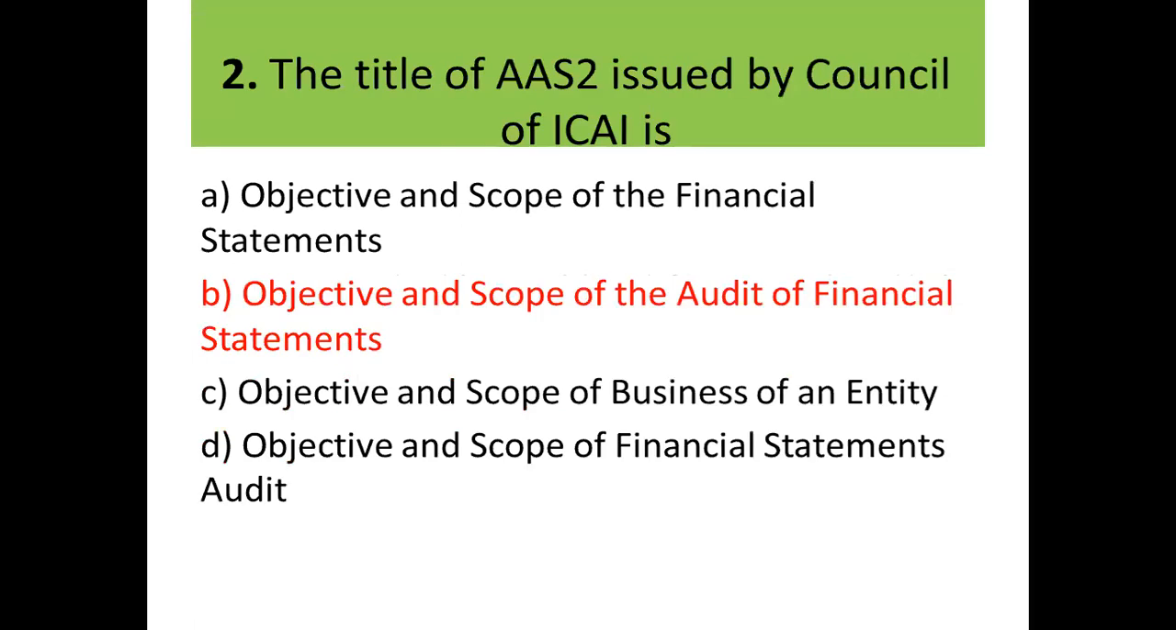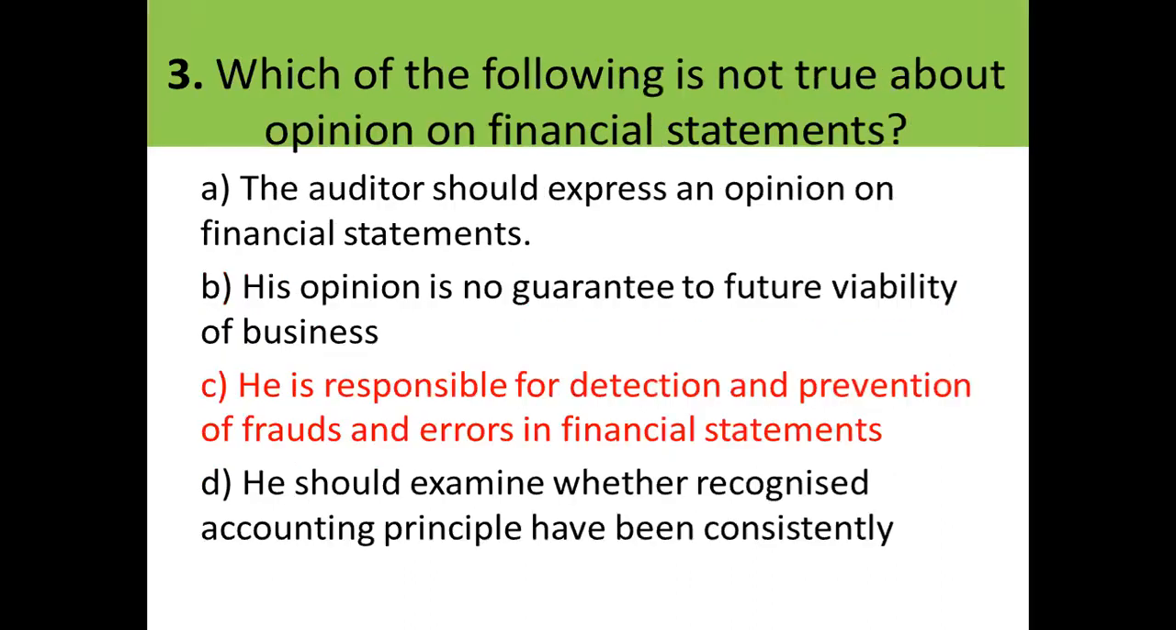Second question, the type of AS2 issued by the Council of ICAI is: A. Objectives and scope of the financial statement, B. Objectives and scope of the audit of financial statement, D. Objectives and scope of financial statement audit. The right answer is B, which is objectives and scope of the audit of financial statement.